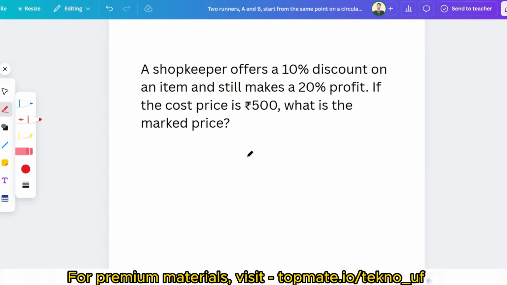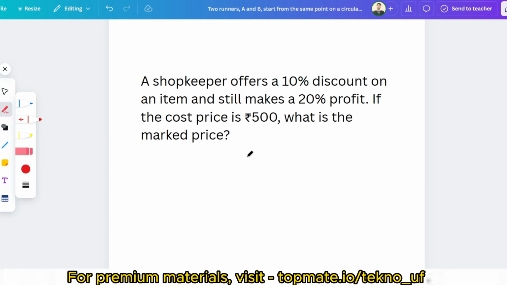So how to solve this type of problem? Let me just show, a shopkeeper offers a 10%. Oh, this is the same question.